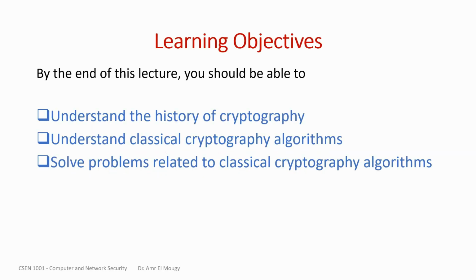In today's lecture, we are going to take a walk back through the history of cryptography. We are going to discuss how cryptography came to be, and before the invention of computers, how did people encrypt their messages so that they could transmit them safely and securely? By the end of this lecture, you should understand a little bit more about the history of cryptography. We will learn several classical cryptography algorithms, and you should be able to solve problems related to them, such as encryption and decryption, and breaking classical cryptography methods, and so on.